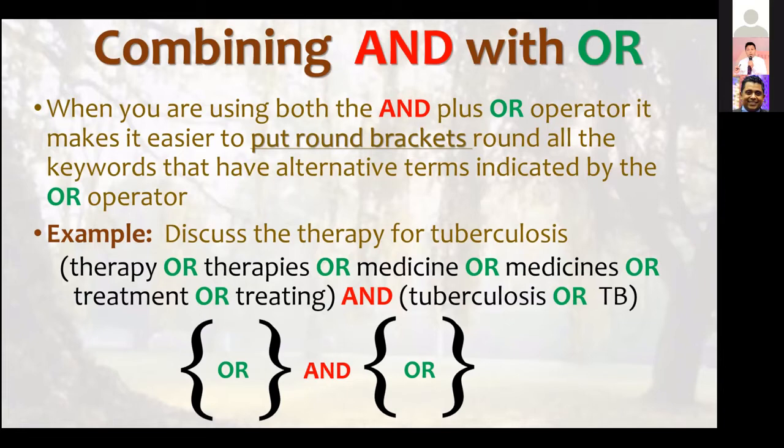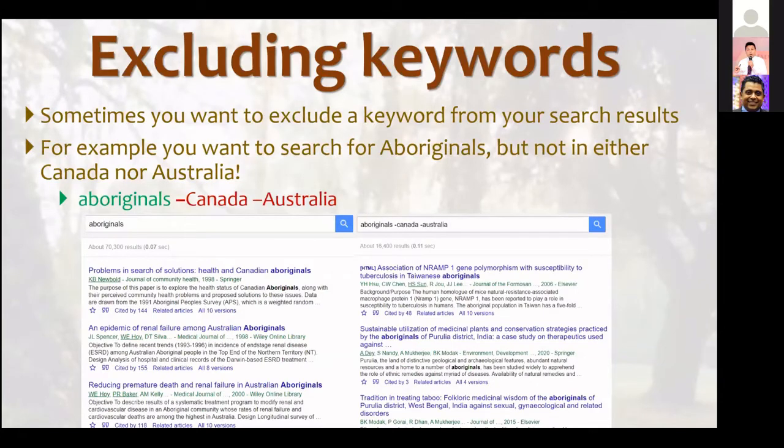Another important factor is that earlier we were looking at what we want to add. Sometimes we want to have results which exclude certain results. For example, let's say you are searching for something, and the results you get are not relevant to what you want. For example, if you search for Aboriginals, you will mostly get Canadian and Australian Aboriginals, and you want to identify or look for Aboriginals outside of Canada and Australia. So you can give Aboriginals minus Canada minus Australia to say, please exclude these results.